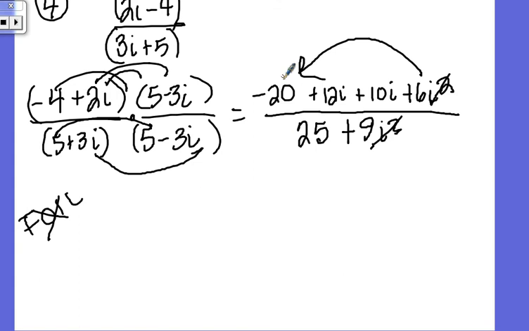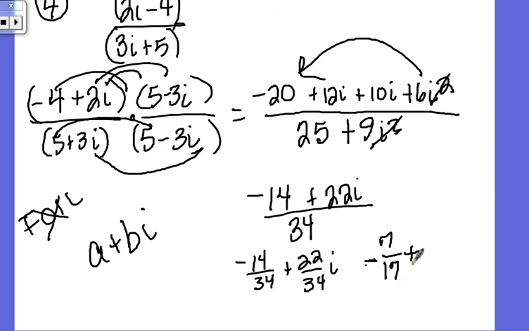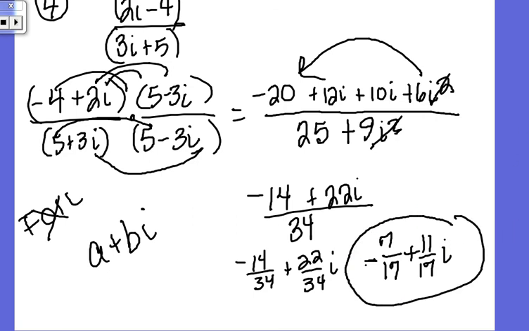Now we're going to simplify and write it in the right form. So -20 plus 6, -14. 12i plus 10i is 22i, and on the bottom we get 34. However, you have to write your answer in a plus bi form, which means you have to separate. -14 over 34 plus 22 over 34. Drop the i out. Also, you have to make sure that you can't reduce. And this is even. 2 goes into both of those. So positive divided by negative, we're going to get negative 7/17 plus 11/17 i. And that's the simplified version of number 4.